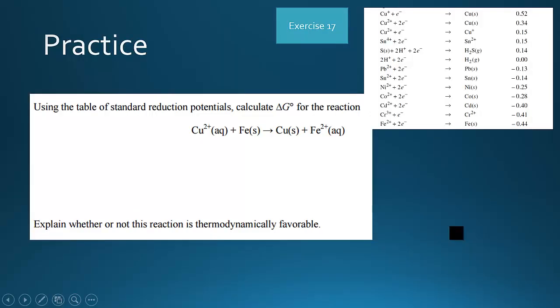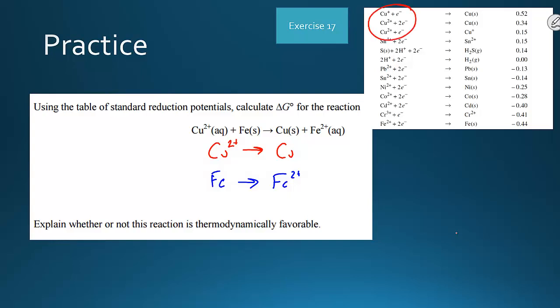In exercise 17, we're asked to determine the cell potential between copper and iron. Here we have copper ions forming solid copper and iron becoming iron ions. There are many cell potentials for copper ions, however, only this one shows copper 2+ becoming solid copper with a cell potential of 0.34 volts and the transfer of 2 electrons.